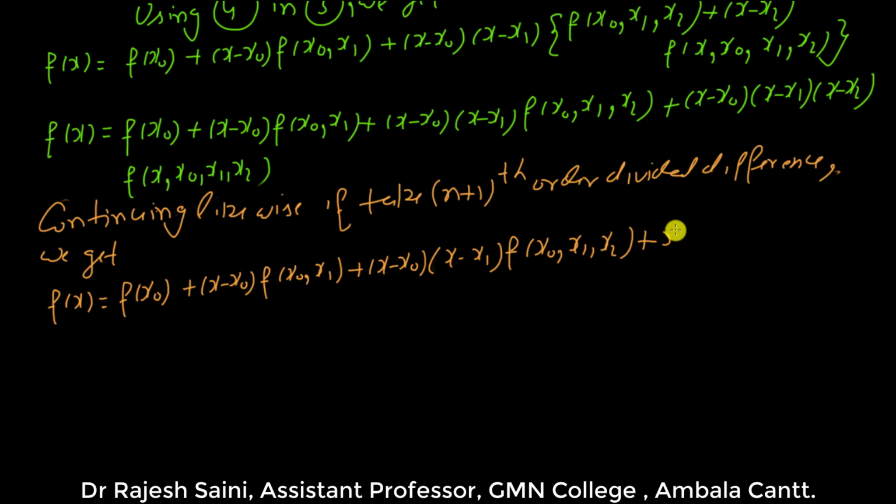If you want to write the next term, you could write x minus x naught, x minus x1, x minus x2, and it will be f of x naught x1 x2 x3. Okay, here is 3. And what will be the last term? Here it is up to 2, so here is x minus x2. So here are the first n plus 1 arguments and beside this x.